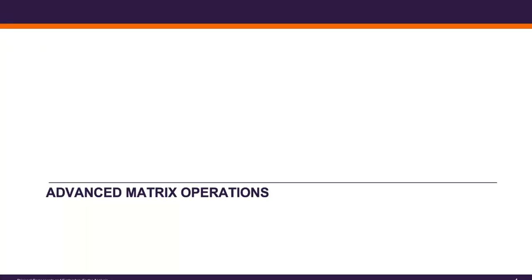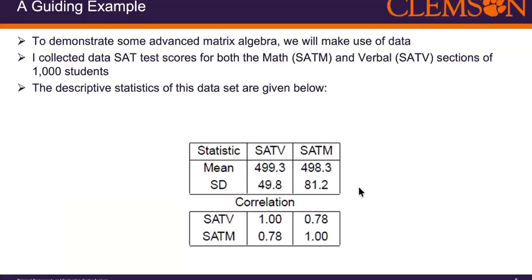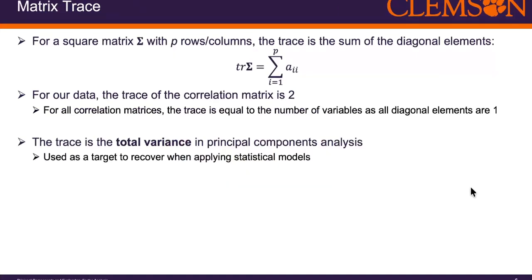To do that, we'll have to talk a little bit about more advanced matrix algebra. Matrices are not exactly obvious or intuitive to most people, so let's start with a little guiding example. I generated some simulated data to pretend we had SAT scores for math and verbal for 1,000 students. You can see descriptive statistics of this. Basically, the mean for each is right about 500. The standard deviation varies for each, and you'll see a high correlation of 0.78.